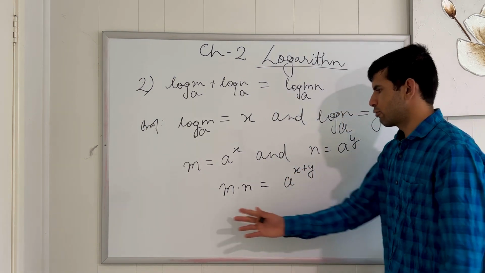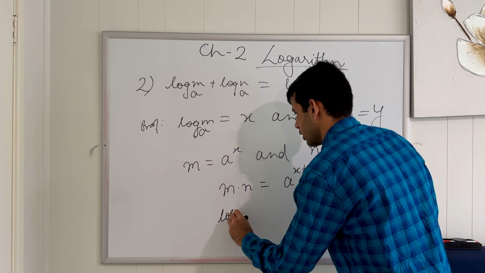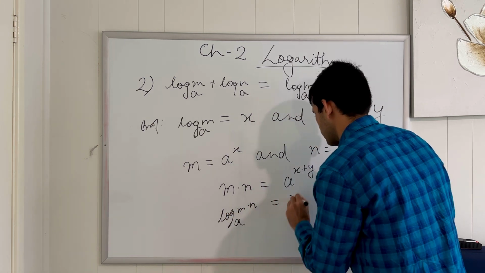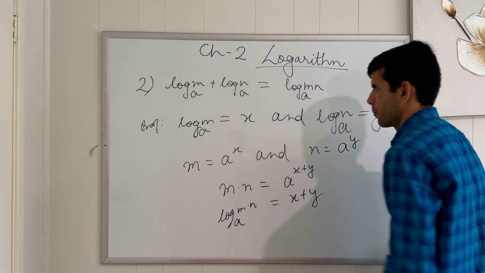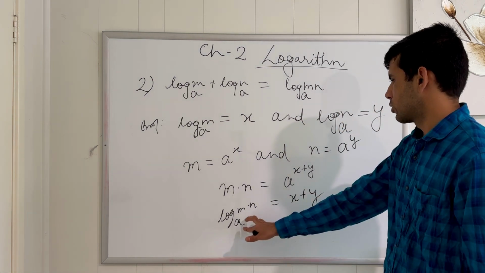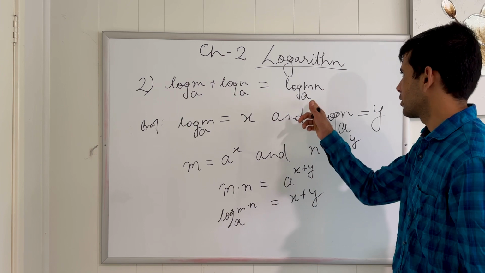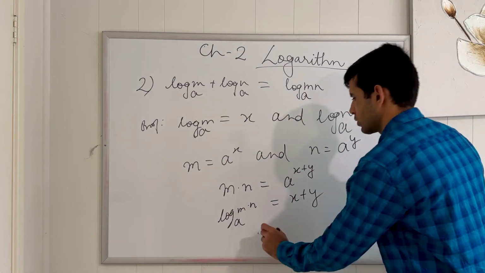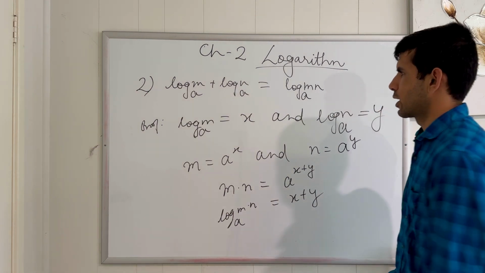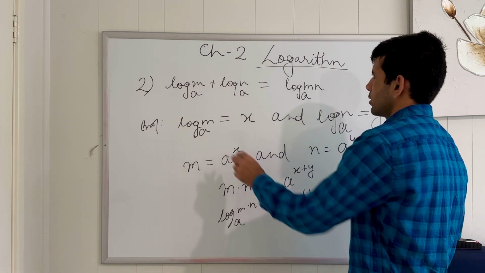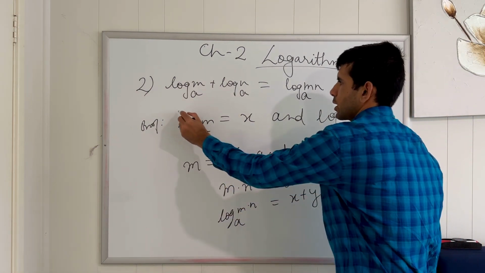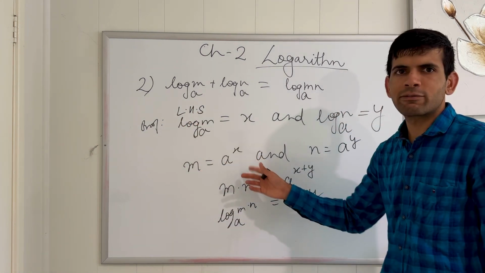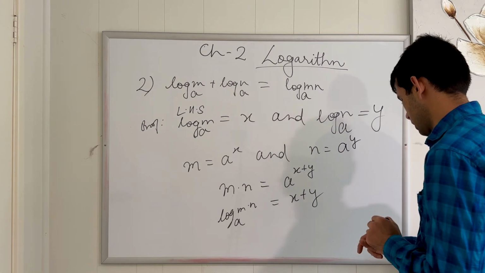Right? And now if you take the log, what do you get? Log mn base a is equal to x plus y. Right? So this is log mn base a, and if you write x plus y, you get log m base a plus log n base a. So this is proved. Right? And here I'm proving that LHS is equal to RHS. So I have started with the left hand side and I have proved it.